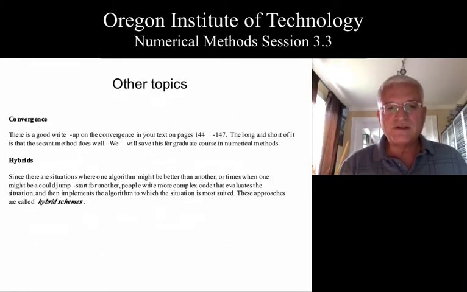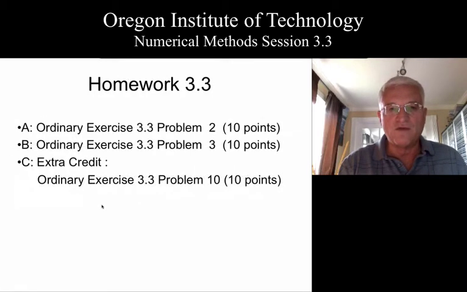There's some other topics in your text that are of use. One is a more detailed description of convergence. We're going to skip that for the secant method. It is a little bit complicated. We'll save that for a graduate course as well. And there also is a discussion on hybrid schemes where you can combine different methods together. Again, we're going to skip over that in favor of other applications.